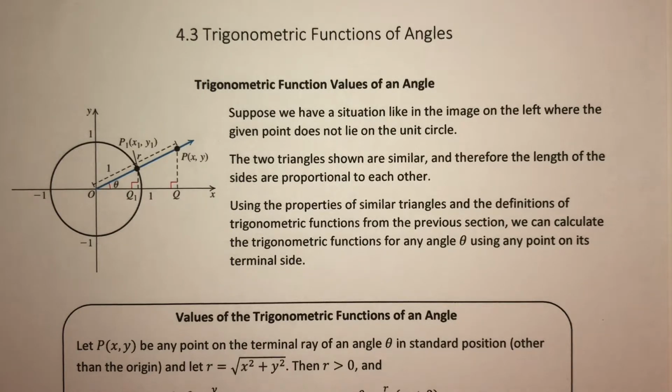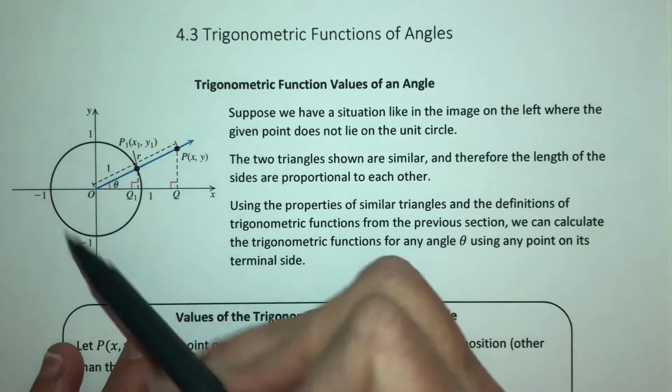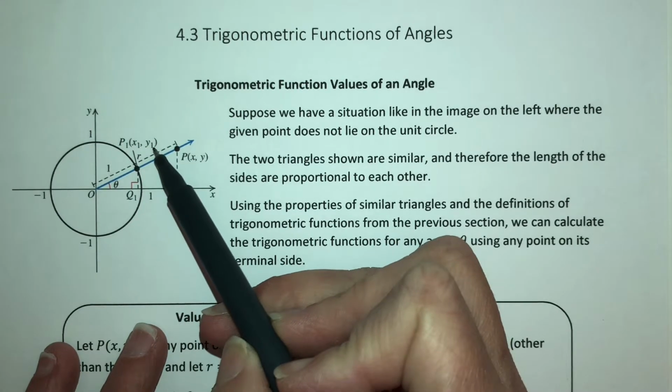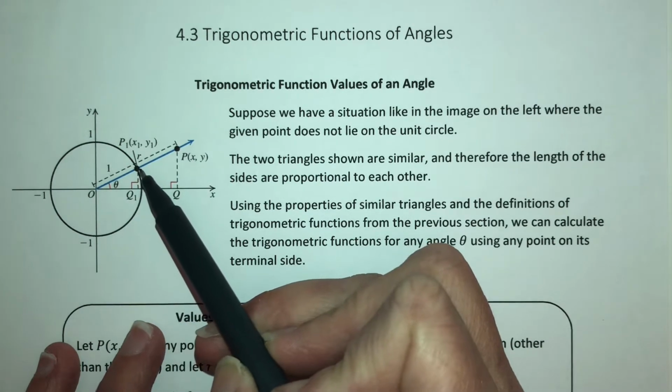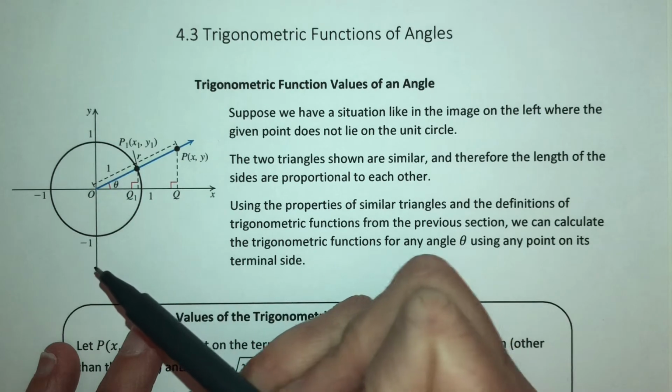This is section 4.3, trigonometric functions of angles. In the previous section, we were talking about trig functions of real numbers. Now we're going to be looking at it specifically from the angle direction. Also in the previous section, we talked about points on the unit circle, and we knew that if we knew the x and the y coordinates of the point on the unit circle, then we could figure out all six of our trig functions based on our x and y values.